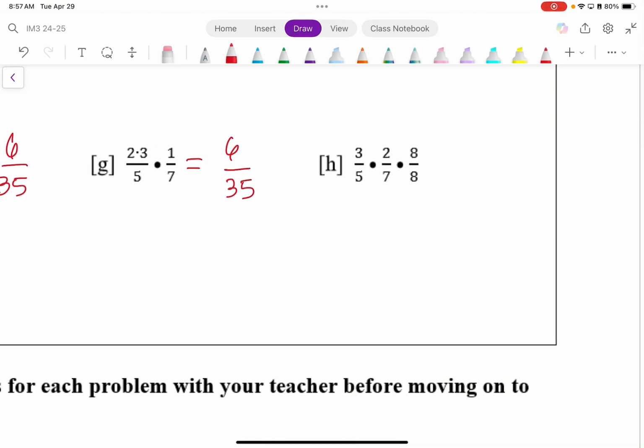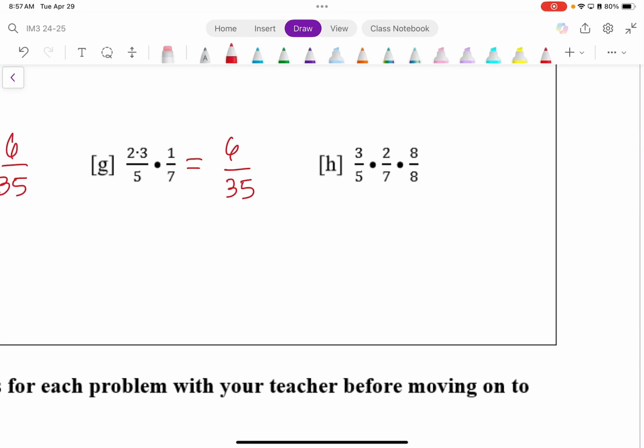And then finally, looking at problem H, we have 3 over 5 times 2 over 7 times 8 over 8. Now, you could do this a couple different ways. You could multiply straight across. 3 times 2 times 8, you'd get 48. 5 times 7 times 8 would get you like 280 or something. However, if you simplify before you multiply, what can we do with that 8 over 8? Turn it into a 1.